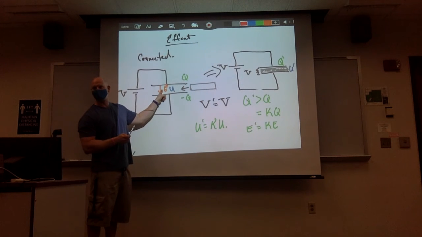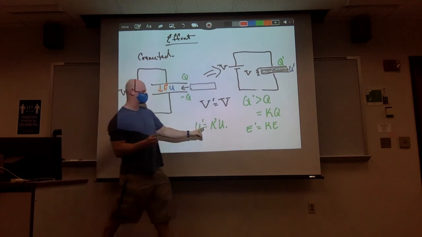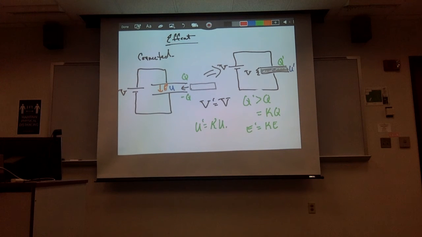As opposed to going back to here, if I was trying to insert this into this scenario when it's connected to the battery, does it want to be added? Well, no, because I'm now going to a higher energy state, which means I have to do work onto the system to push that in there, so I'm overall increasing the amount of energy in the system by forcing that dielectric in. Make sense? So, good.